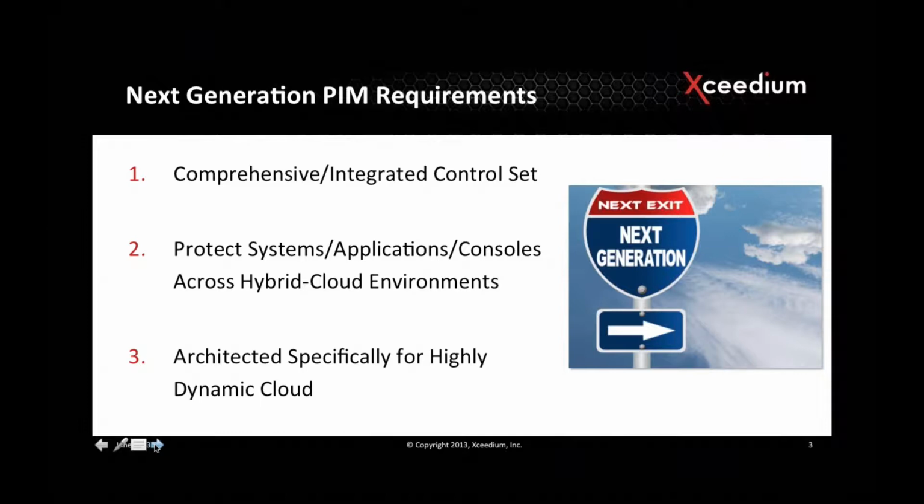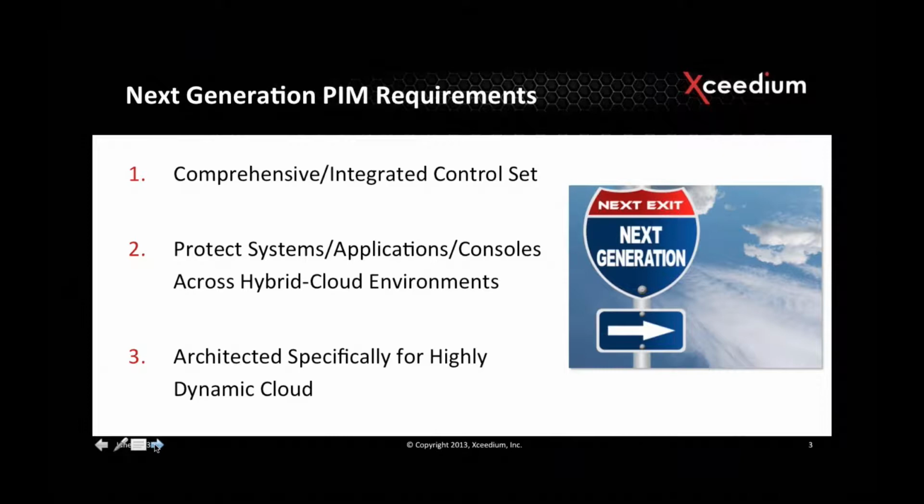This next gen set of requirements is one, that you really need an integrated control set. We kind of call this the table stakes of PIM. If you don't have all the controls in a single product, you basically have a lot of headaches. You end up using a lot of your operational bandwidth just to keep up with configuring the various different products and getting them to work together, and certainly that isn't where people need to be.